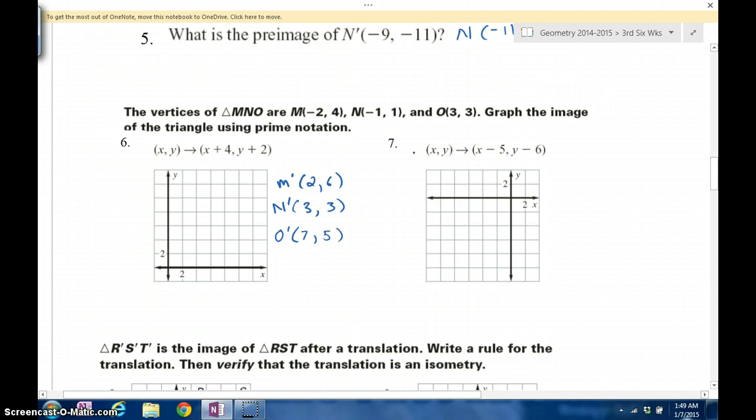Alright, plot those points. Remember, this graph here is going by 2's. So 2, 2, 4, and 6. Alright, that's M prime. N is 3, 3. So 2 and then half, and then 2 and then half. This would be N prime. And then O is 7, 2, 4, 6, and then halfway. And then 5, 2, 4, and then halfway. That is O prime.